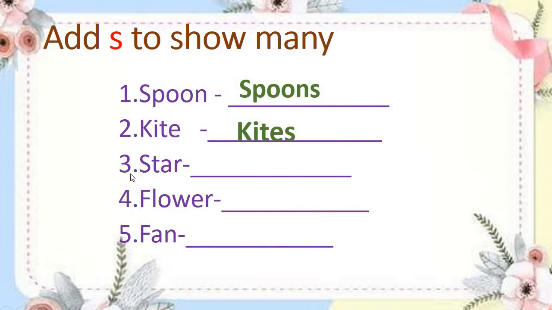Now attempt number 3. Yes. Now say the spelling of this. What is this? S-T-A-R. Do you know what spelling is this? Yes. Many of them are answering. Star. This is star. S-T-A-R. Star. It is only one star. But I want to show many. So what will I do? To show many, I have to add S. No? You all know the answer. Yes. So I will add S here.